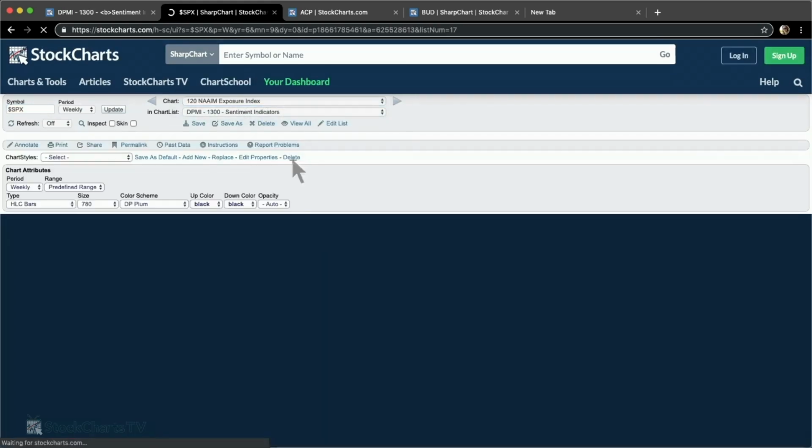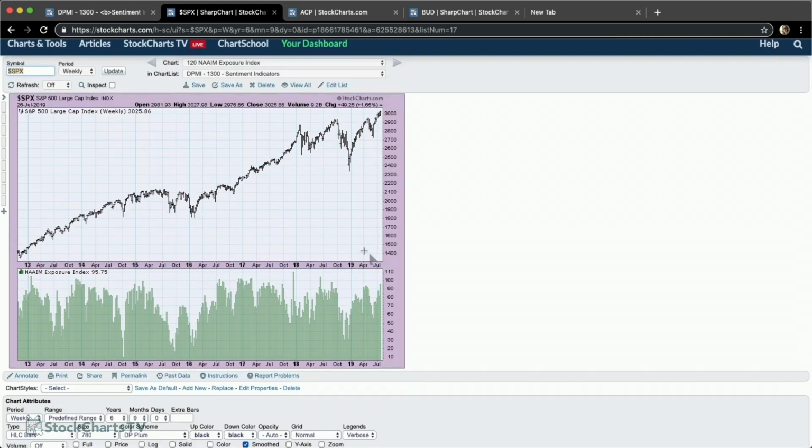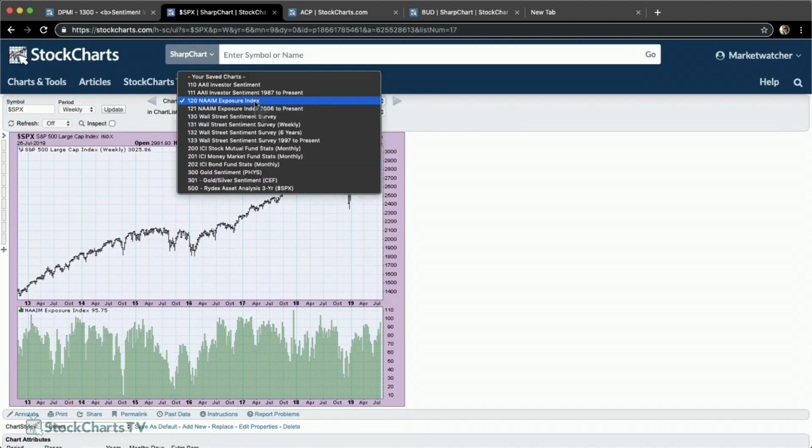NAAIM is the National Association of Active Investment Managers, and this chart gives you how exposed they are to the market. And interestingly, I'm seeing they're getting more exposed, and so they're feeling more bullish, and that typically will be a signal of a possible decline. But a lot of times they're right.